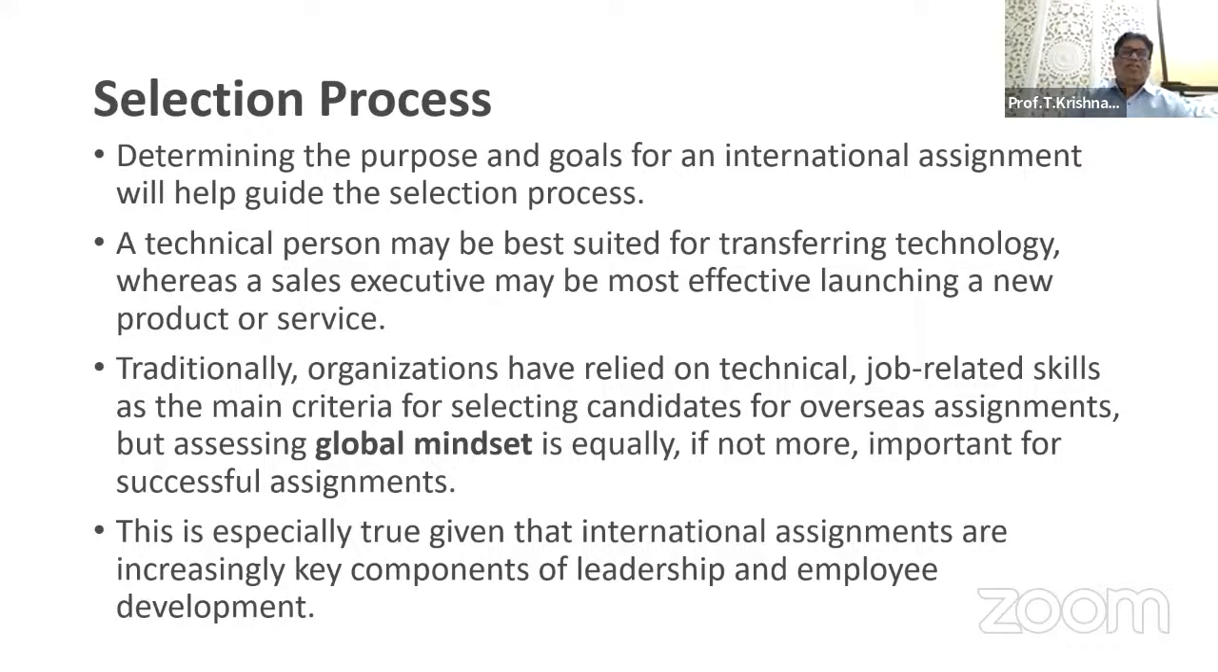Traditionally, organizations have relied on technical and job related skills as the main criteria for selecting candidates for overseas assignments, but assessing global mindset is equally, if not more, important for a successful assignment. This is especially true given that international assignments are increasingly key components of leadership and employee development.